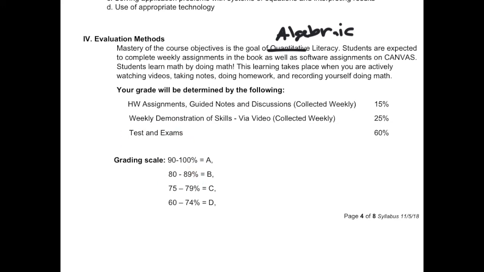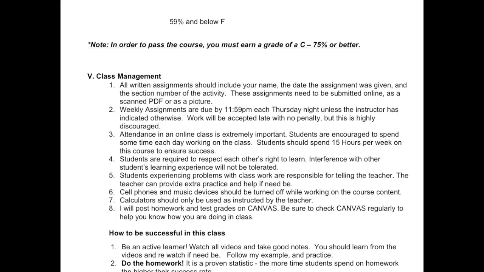Here's your grading scale, and it bleeds over to the next page, so I'll go to that in a second. But from 90 to 100% is an A, 80 to 89 is a B, 75 to 79% is a C, and a 60 to 74% is a D. All right, and then a 59% and below is an F. All right, so let's look at the next page real quick. Because this statement right here, in order to pass this course, you must earn a grade of a C, which is a 75% or better. So if you don't earn a 75% or better, then that grade will not count, and you will, unfortunately, have to take this class again if that is the case.